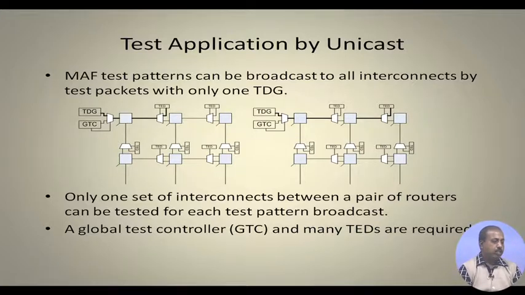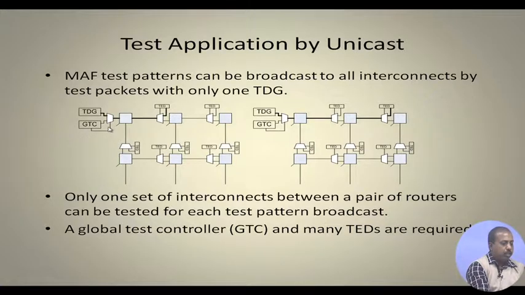The other possibility that we have is to have a global test controller. This global test controller will have the TDG, the test data generator. The test is generated at one TDG, and it will be transferred to all the links. So MAF test patterns, the maximal aggressor fault model test patterns, are broadcast to all interconnects by test packets with only one TDG. I have got only one TDG here, so it will be broadcast to all of them, and there is a global test controller.